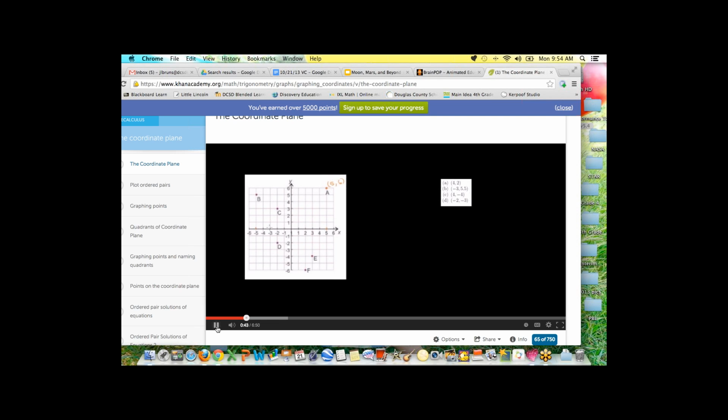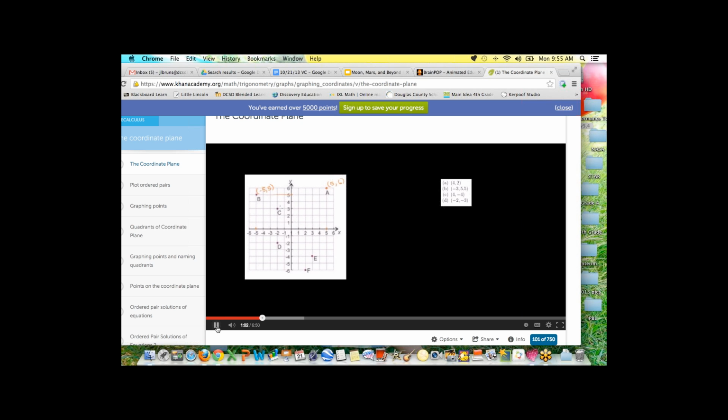Now this point B here, what's the x-coordinate? It is 5 to the left of the y-axis. This is negative 5. The x-coordinate is negative 5. The y-coordinate is, if you just go straight to the right, you're going to hit y is equal to 5. So that's the ordered pair.